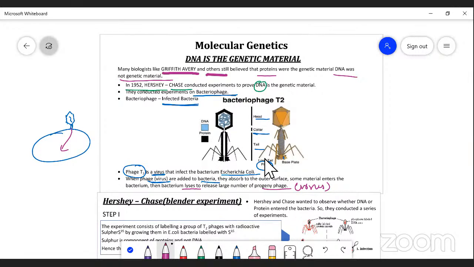That experiment is known as the Hershey-Chase experiment. It was conducted by Hershey and Chase in 1952. Now we are going to see the Hershey-Chase experiment.